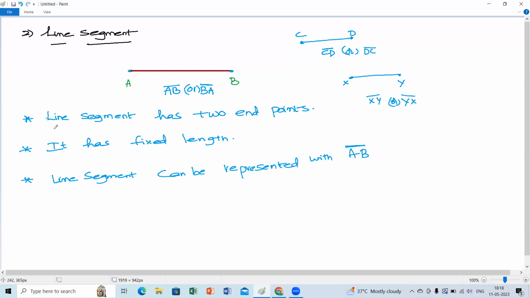Here the points A and B are called endpoints of the line segment. We are talking about this example, children. Here, A and B are called endpoints of the line segment. These are the basic points you need to remember about a line segment, children.